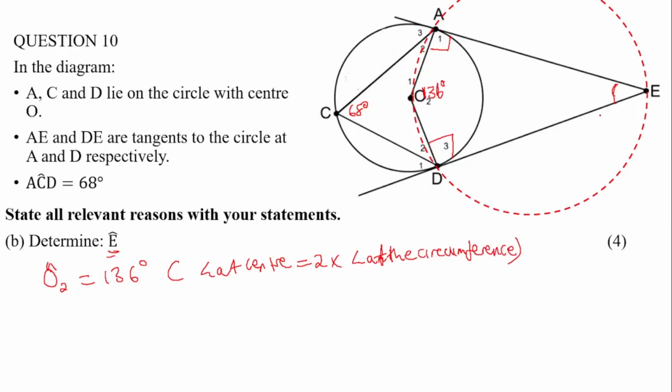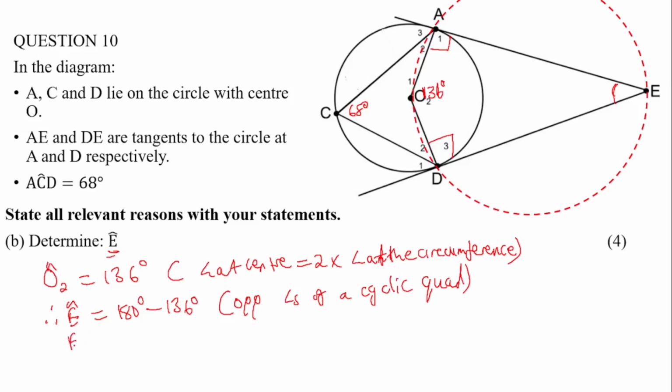And then now we want to find angle E. We can say angle E, therefore angle E is equal to 180 degrees minus 136 degrees. And then these are opposite angles of a cyclic quad. So angle E is equal to 44 degrees. Okay.